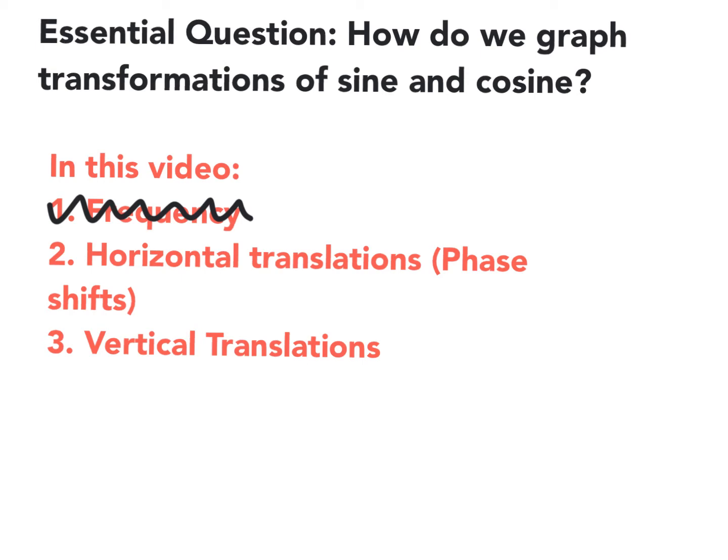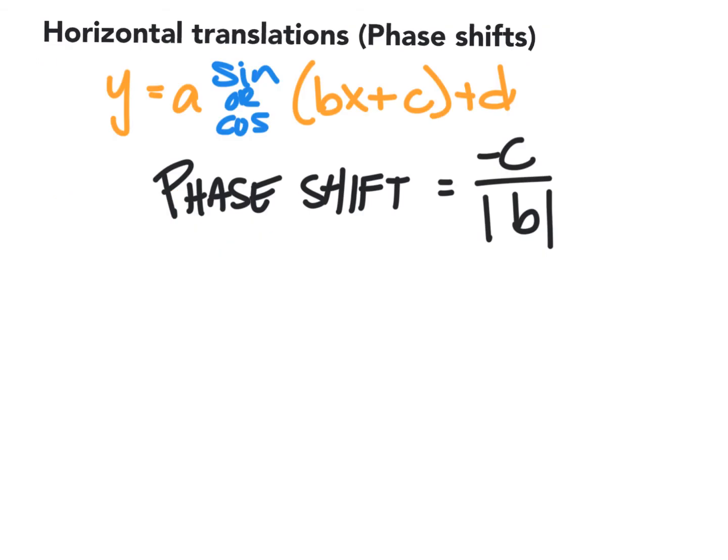Hey, in this video we're going to talk about how we graph transformations of sine and cosine. We're going to cover horizontal translations or phase shifts and the vertical translations. Alright, the first thing that we're going to talk about are horizontal translations or phase shifts. These are just shifts left and right.